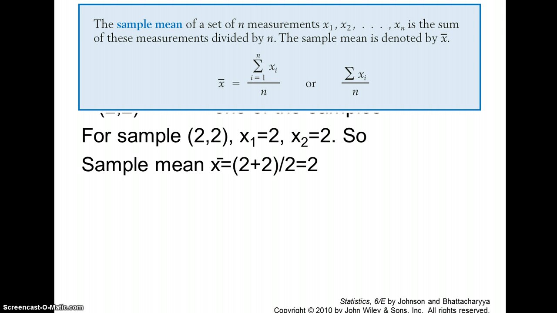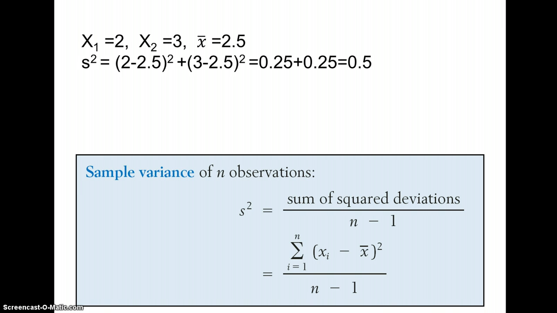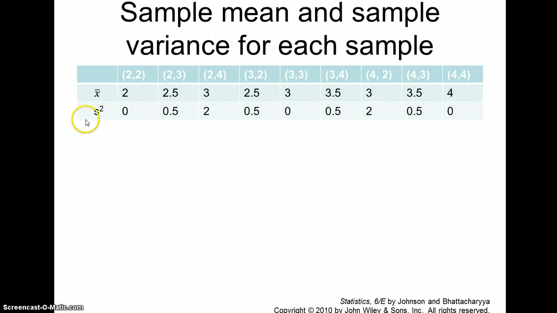So I put it in the table here. For 2 and 2, in the first row I put the x bar, the average we calculated before. For s, the sample variance, I put the number I calculated, 0, here. And for 2, 3, you have to do it again.